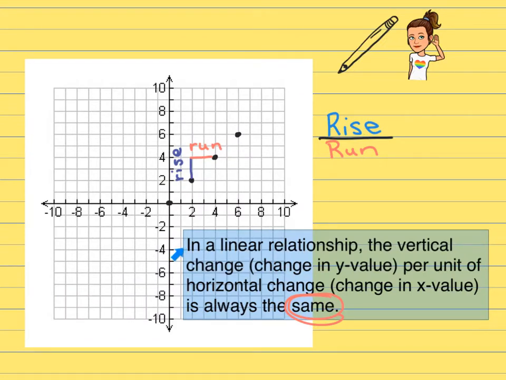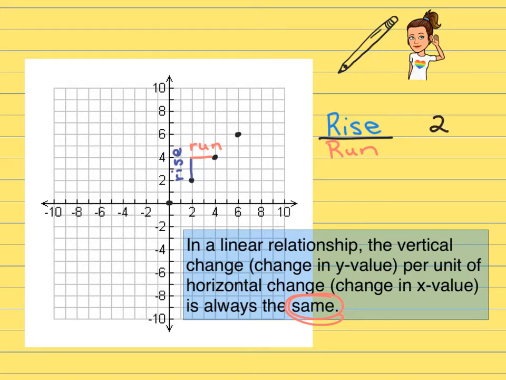In a linear relationship, the vertical change, or change in y value, per unit of horizontal change, change in the x value, is always the same. So our ratio, slope, is also often called the rise over the run. We can see that on our graph. We have several points plotted. The rise is the change along the y-axis and the change of the y values. We're starting at 2 and we change to 4. So that is a total change of 2.